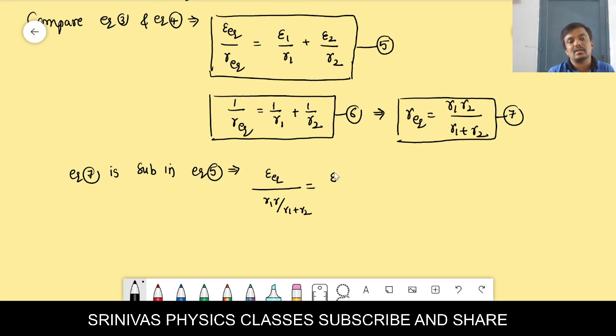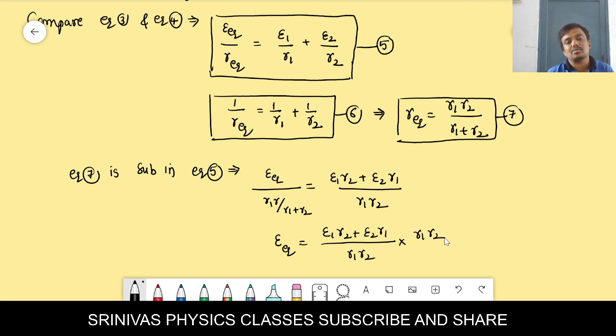We can do the LCM on the right side: E1 R2 plus E2 R1 by R1 R2. We will take this denominator to the right side to find the E equivalent. That is, E equivalent is equal to E1 R2 plus E2 R1 by R1 R2, into R1 R2 by R1 plus R2. This R1 R2 will cancel. You will get the final formula, that is E1 R2 plus E2 R1 by R1 plus R2.